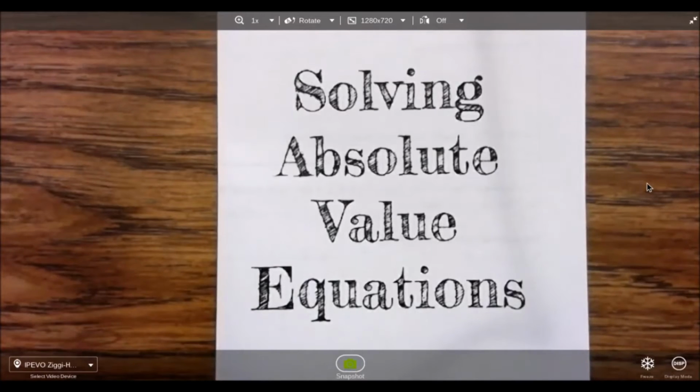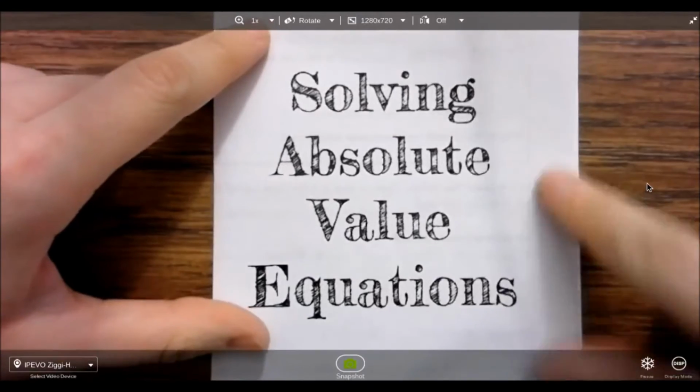Hello students, today we're going to be looking at solving absolute value equations. So this is the foldable we're going to be using.